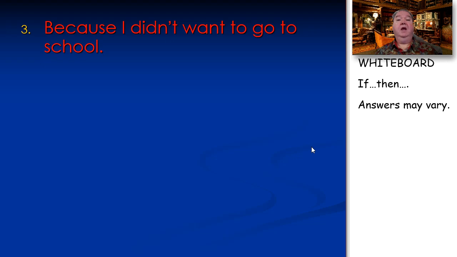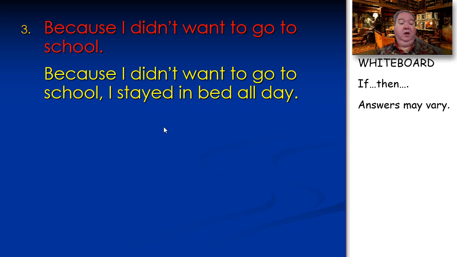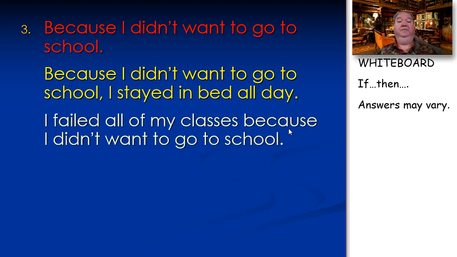Number 3, because I didn't want to go to school, what? We have something that happened here. We have a result, but we don't have the cause, the reason for it. Because I didn't want to go to school, what happened? Okay, and that's the part that's missing. So we need to complete the thought. Because I didn't want to go to school, I stayed in bed all day. I slept all day. Dependent clause, comma, independent clause.